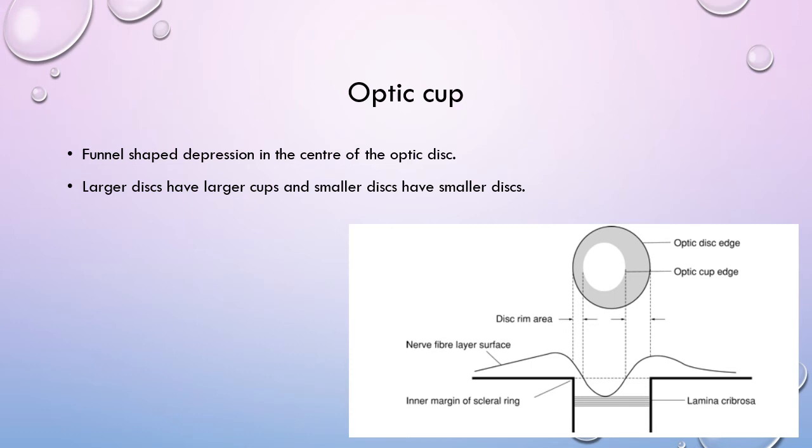But more important is the neuroretinal rim thickness, which is now considered more important in glaucoma. If the neuroretinal rim thickness gets reduced, that is significant of glaucoma. Or if the neuroretinal rim has a notch, focal notching, that is very significant in glaucoma.